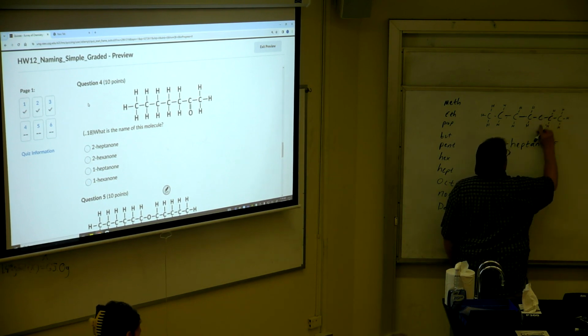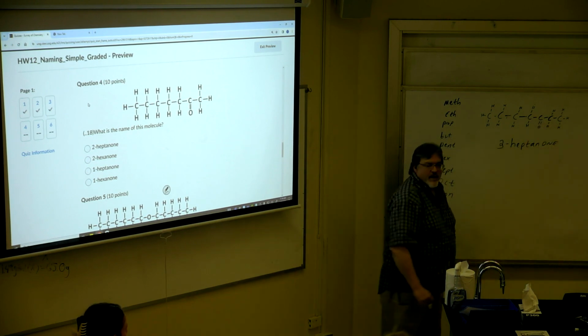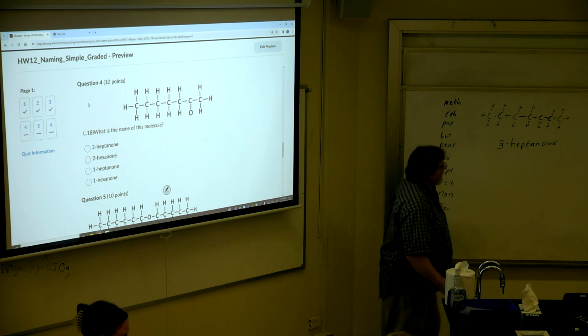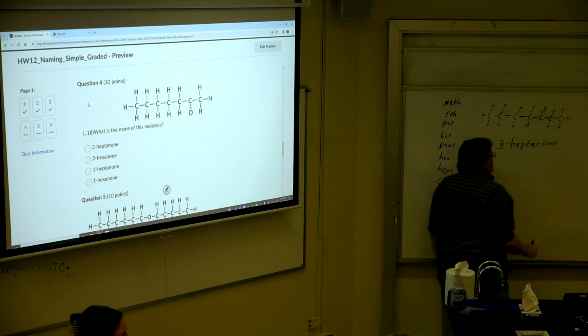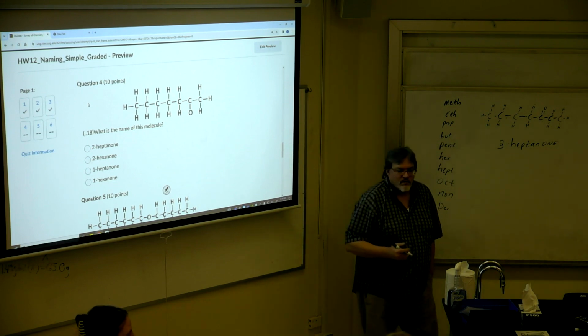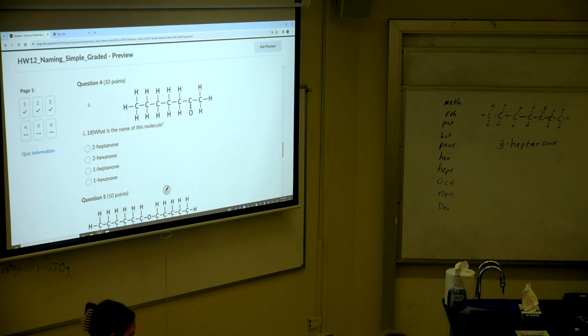Just as a review, that's 3-heptanone. And just as a reminder, I could draw this going up or down. It doesn't change it. That's 3-heptanone. It's just the writer's choice whether you point it up or down. 2-heptanone.